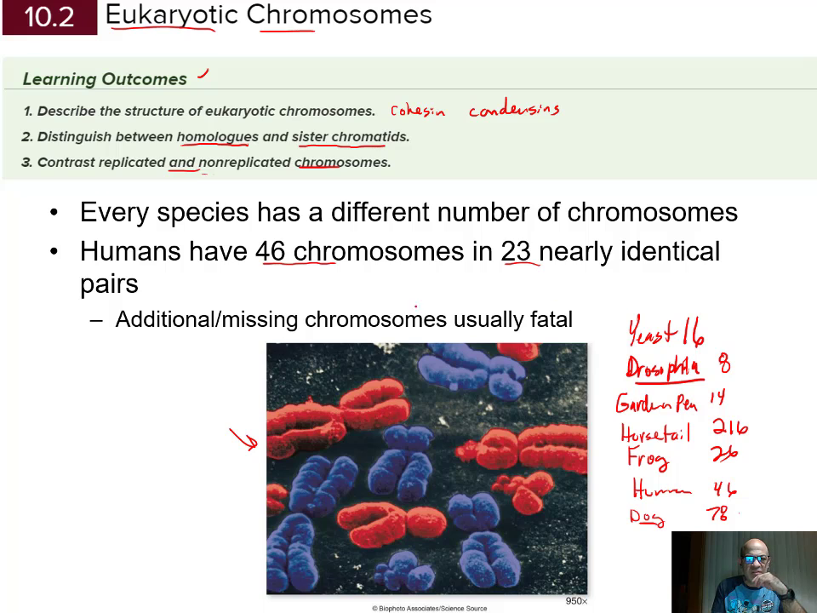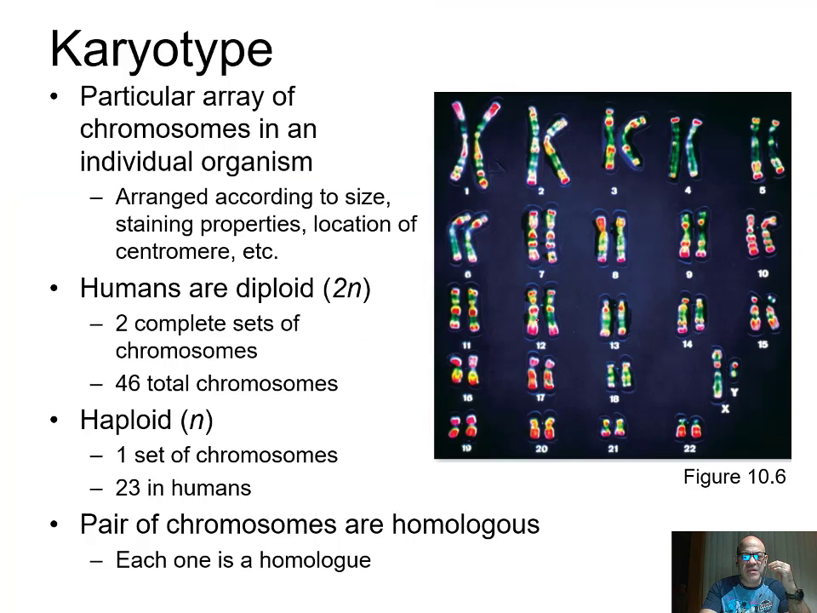Now, for any one of these species, if you have any extra chromosomes, which can happen, or a missing chromosome, that's going to be a disaster, usually fatal for the cell. Here is a picture of an arrangement of human chromosomes. We can see that there are 23 pairs here.